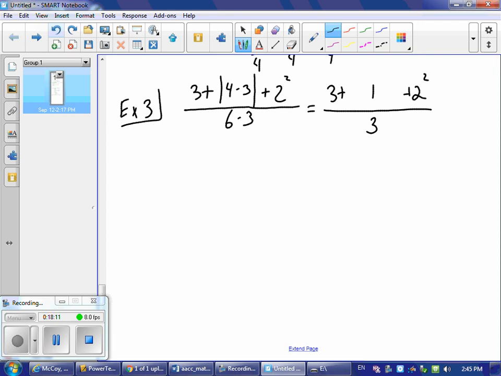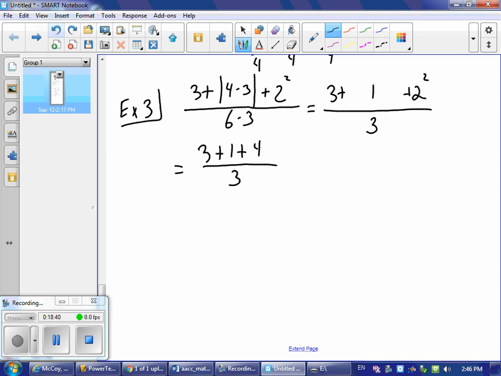Now I go back to the numerator and say, okay, I have 3 plus 1 plus 2 squared. I've got two additions, but I have an exponent. Exponent comes first. I've gotten rid of grouping symbols up there, so now exponent's next. So that's going to give me 3 plus 1 plus 2 squared, which is 4. Still over top of 3.